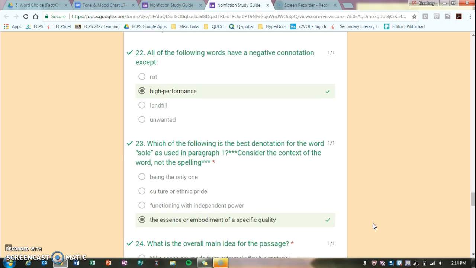All of the following words have a negative connotation except high performance. High performance has a positive connotation. Rot, landfill, and unwanted in this specific passage all have a negative connotation.